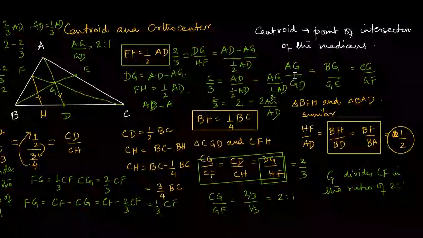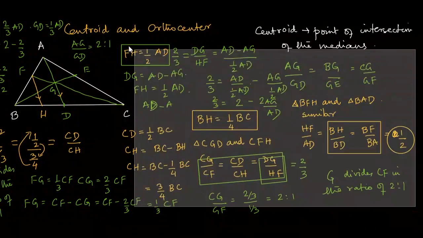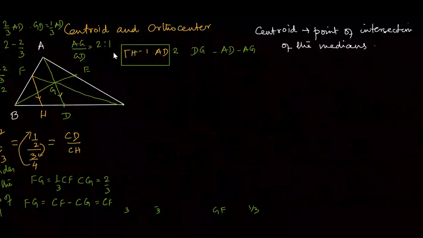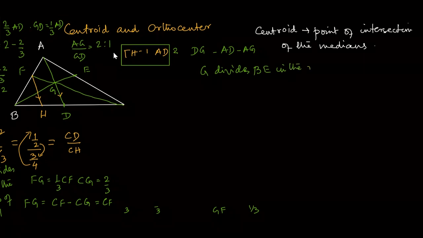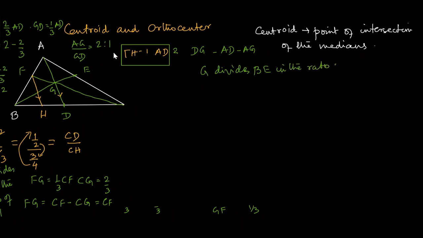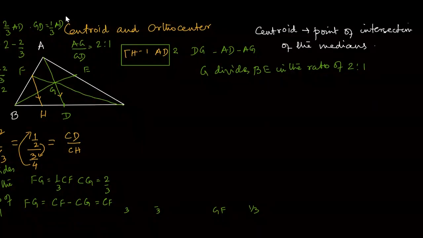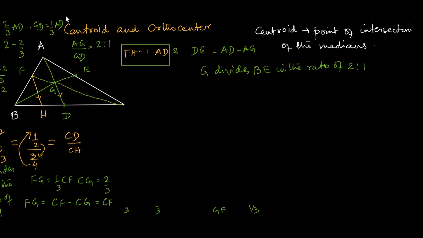Okay. So this is one property of the centroid. And we can similarly prove that G divides BE in the ratio of how much? 2:1. Okay. So it is very simple that we just took the similarity of triangles and we proved that the centroid divides all the medians in the ratio of 2:1.